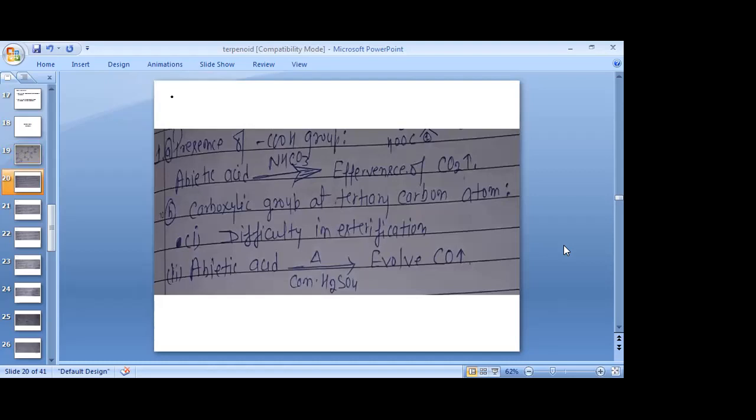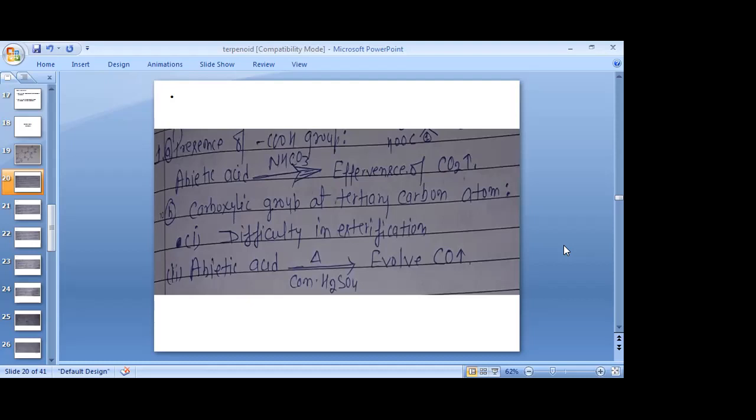We can easily esterify our COOH group, right? So difficulty in esterification confirms that the carboxylic group is attached at a tertiary carbon. So it is confirmed by the esterification test. What about the esterification test? You have a carboxylic acid already in abietic acid. When it reacts with alcohol, a fruity smell comes out, and that is the esterification test. You people already know, right? So difficulty in esterification confirms the carboxylic acid is attached at a tertiary carbon.